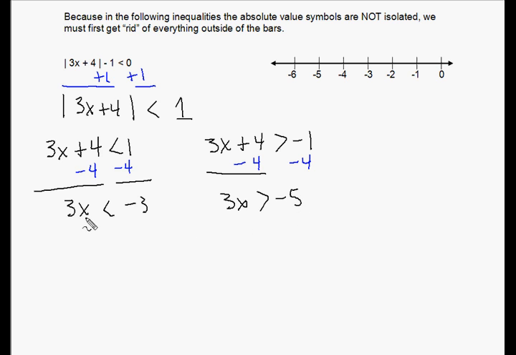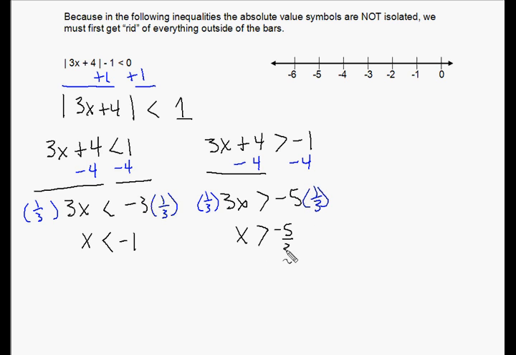Continuing to solve this inequality, getting x alone, we will multiply both sides by 1/3. I always multiply by the reciprocal, because that always works. We now have x is less than negative 1. Also solving this inequality, multiplying by 1/3 on each side, we have x is greater than negative 5/3.